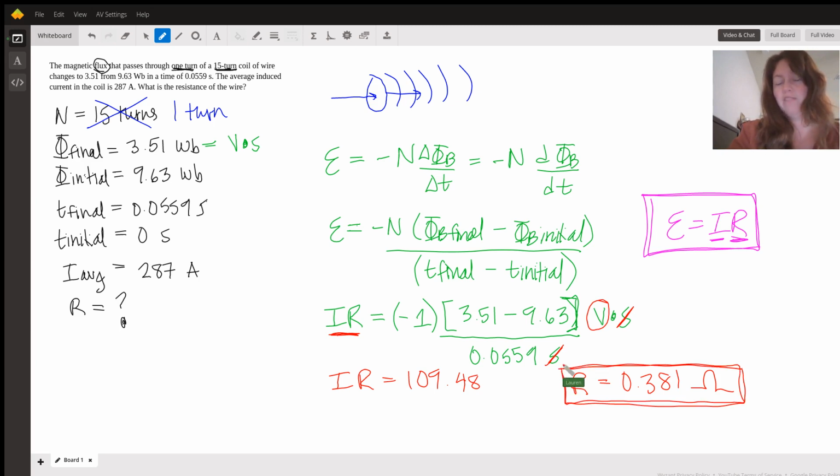You will get the answer 5.7 if you use N equals 15 turns. So there you have it. Read those questions carefully because they're kind of trippy. It tricked me first too.